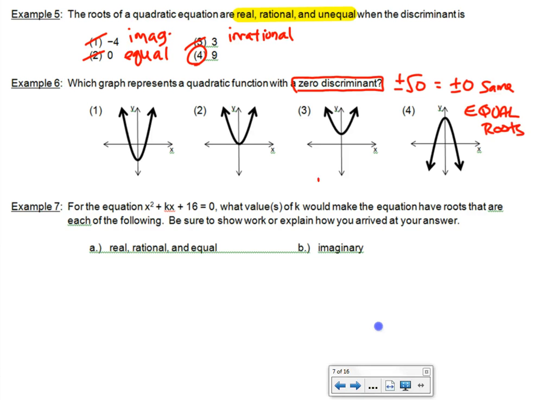Choice 3 has imaginary roots because they're not even meeting. Choice 4 has 2 roots. Choice 1 has 2 roots. And choice 2 has 1 of the same. When the turning point hits the x-axis, that's when you have equal roots.